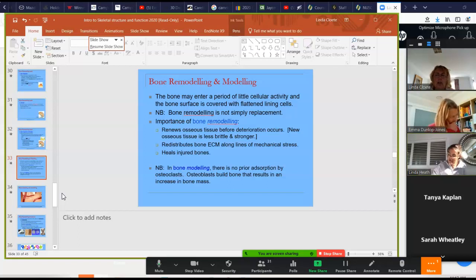So you need to understand the difference between modeling and remodeling. That'll be more multiple choice, but you need to understand that.